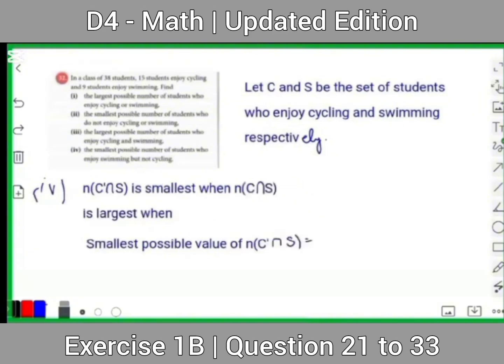Now in part 4, find the smallest possible number of students who enjoy swimming but not cycling. For this, n of C complement intersection S is smallest when n of C intersection S is largest. So the smallest possible value of n of C complement intersection S will be 9 minus 9, which gives us 0. So there are no students who enjoy swimming but not cycling.